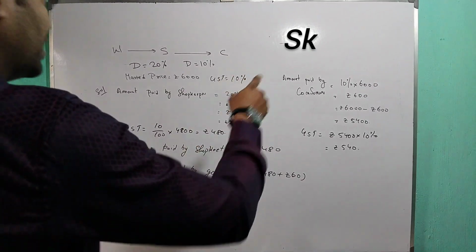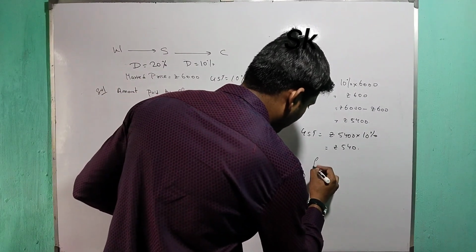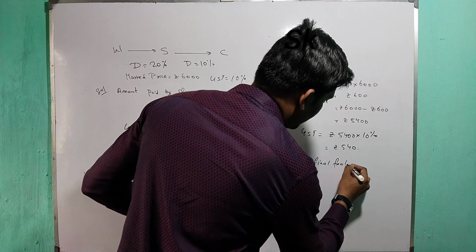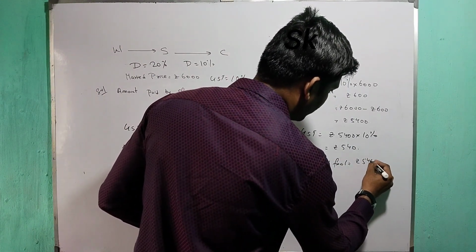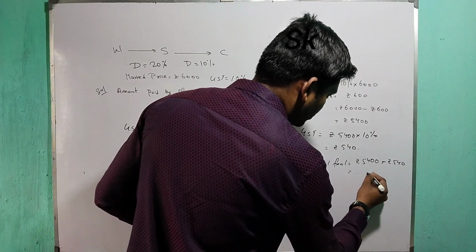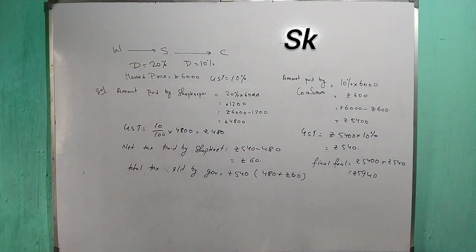Now how much is the final price the consumer has paid? So the amount paid by the consumer to get the goods is equal to rupees 5400 plus rupees 540, tax also included. So rupees 5940 is the final price which the consumer has paid to get the goods. Clear so far?